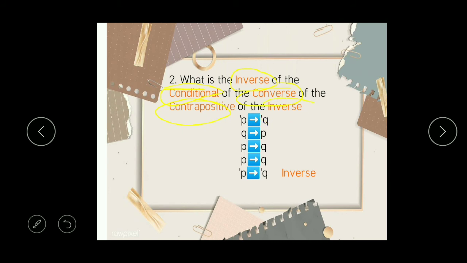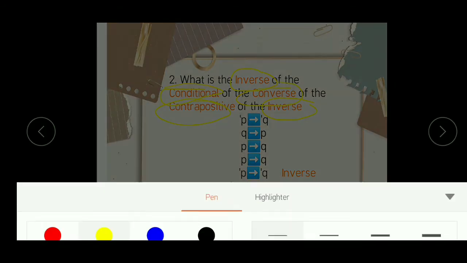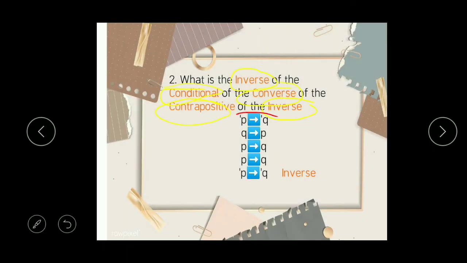Step 2 is that we make the last one our first logical statement, or answer. So what is the inverse? We put a negation. Therefore our first statement is: if not P, then not Q. This statement will now be our foundation.